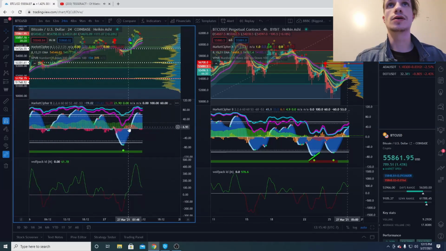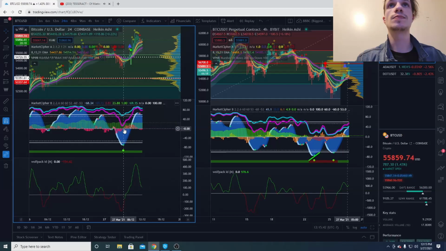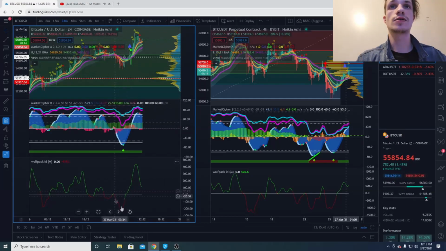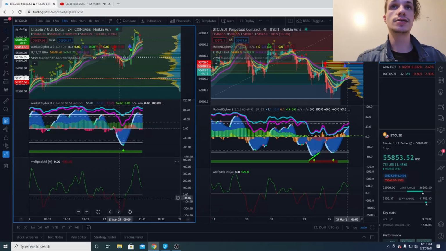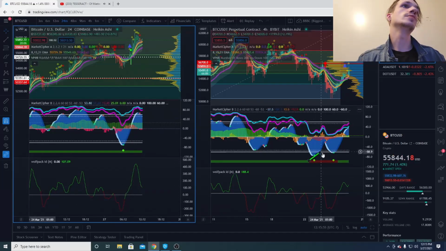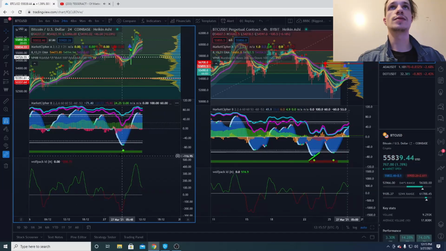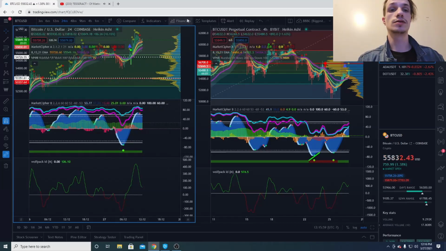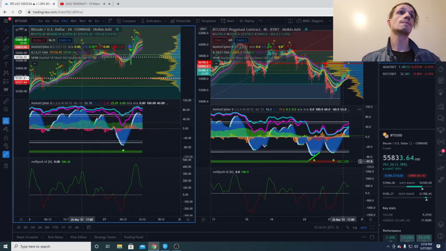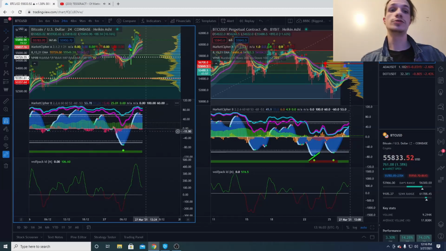We have our VWAP line. We have this crossing up. We're going from green to red, and then we have our confirmation right here on our Wolfpack. We're going from red to green, and then we're crossing the 0 line. All right, so we have confirmation A, confirmation B, take that long, and go.